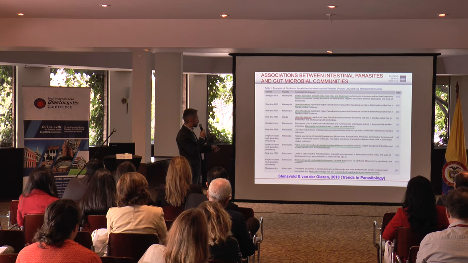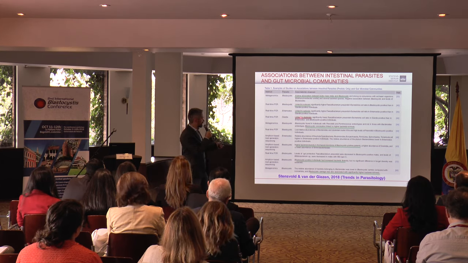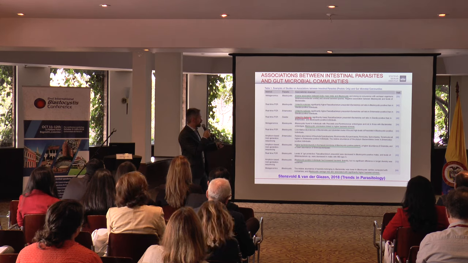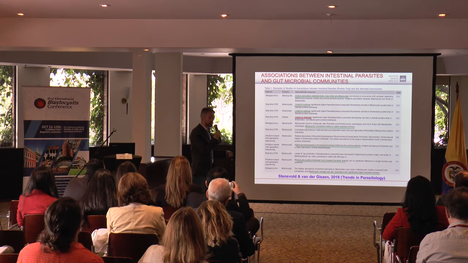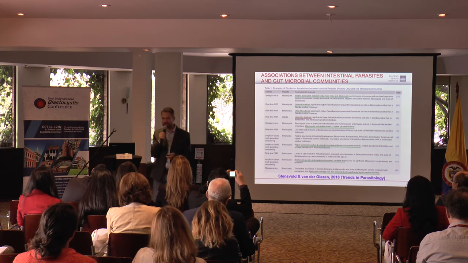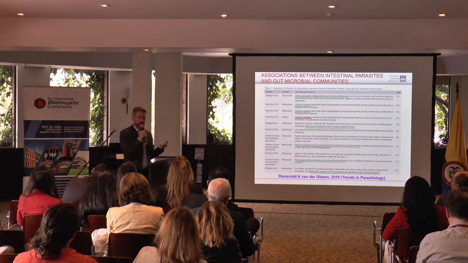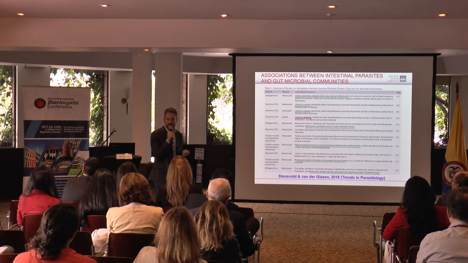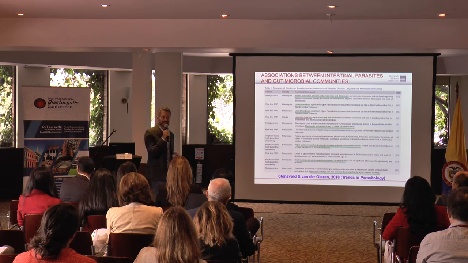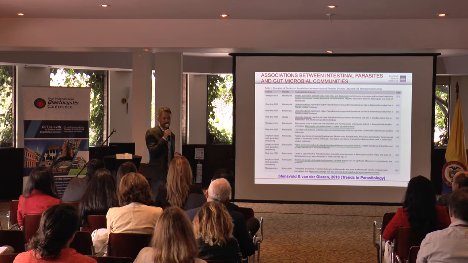Here's Entamoeba as well. Giardia was the only parasite in these studies linked to dysbiosis. In all the other studies, we practically saw either high diversity, high richness. We saw a predominance of some of the good bacteria, etc., etc. Isn't that interesting? Across the world now, we see these independent observations.